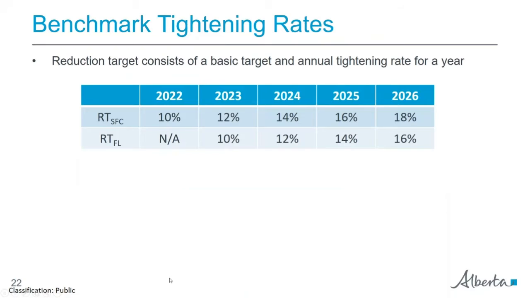So, benchmark tightening rates. As you may have already known through the January 2023 webinar, the reduction target for SFC/CO2 exported is 12% for 2023, tightening by 2% annually. For flaring emissions, 10% is the 2023 reduction target with the same 2% annual tightening rate. New aggregates are subject to the reduction rate for the compliance year immediately. There's no transition or ramping up period.